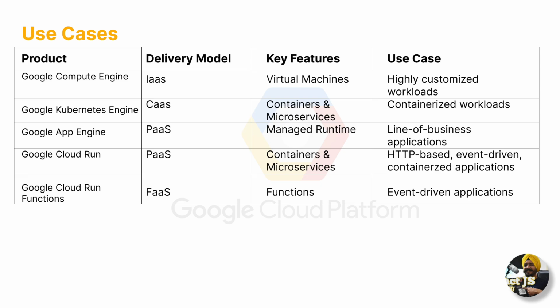So depending on the attributes and characteristics of your application, you can choose one of these compute offerings from Google Cloud. So I hope this section gave you a good overview of available key compute services and also helped you choose the best depending on your application.